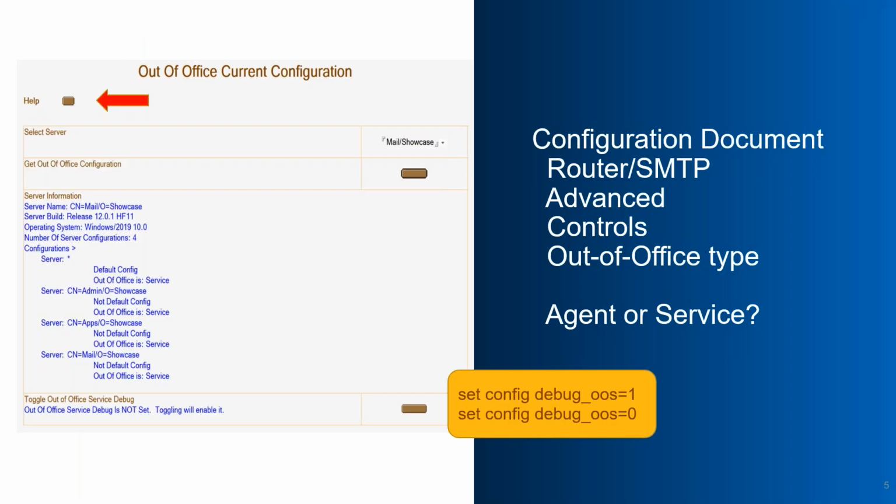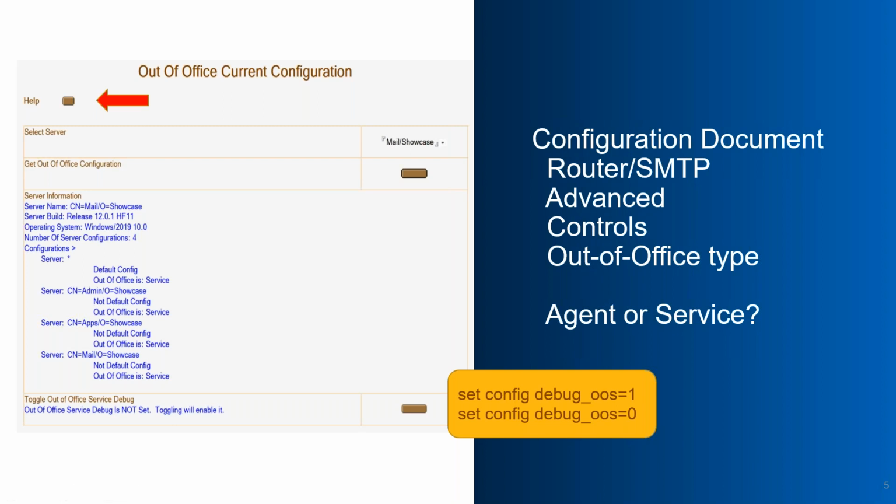So ultimately, I go into the tool, I enter information, or I can, about my mail server, and then I press this Get Out of Office Configuration button. And what it returns back to me is information about the configuration documents I have. Now, that is the server configuration documents. So specifically, it's going to the router SMTP Advanced Controls tab, and then it's looking at the out of office type field. Now you can see here that the 4 servers, or the 4 configuration documents it's pulled information back from, shows everything in my environment is configured to run as a service.